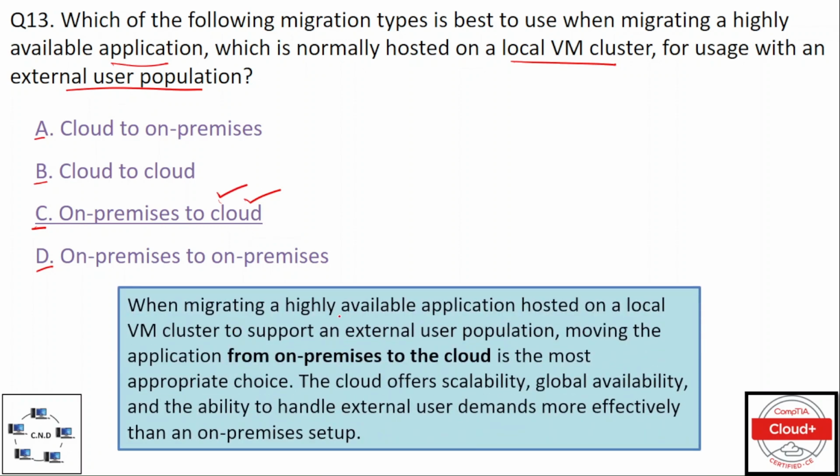So when migrating a highly available application hosted on a local VM cluster to support an external user population, moving the application from on-premises to the cloud is the most appropriate choice. The cloud offers scalability, global availability, and the ability to handle external user demands more effectively than an on-premises setup.